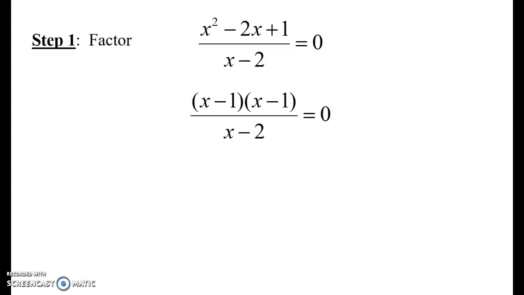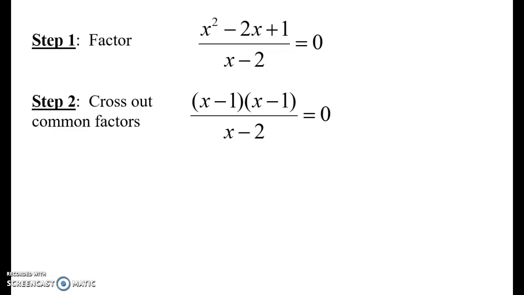All right, next, the way we get the x values that equal 0 on the top but don't equal 0 on the bottom is if we have something in common between the numerator and the denominator, we cross it out, which gets us to step 2. So we're going to cross out common factors. In this case, there are no common factors. x minus 2 does not match either x minus 1 or the other x minus 1. So there's no crossing out to do.